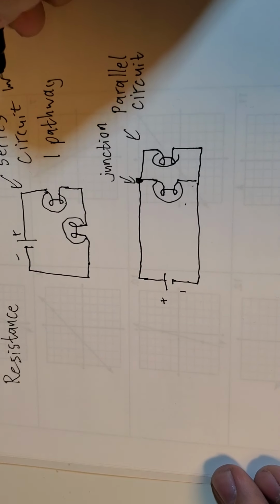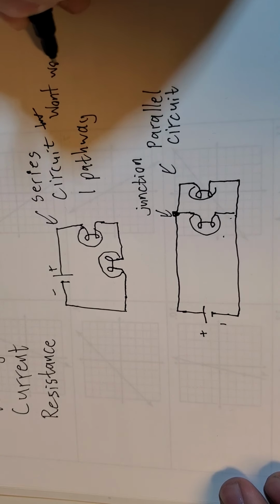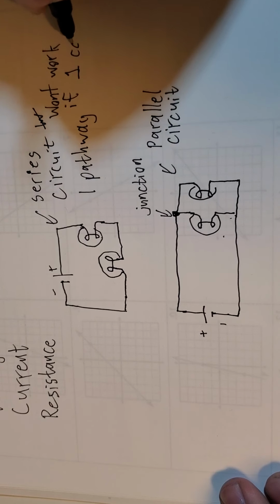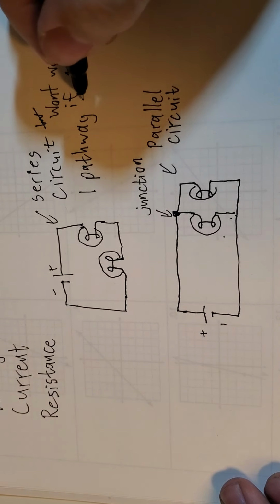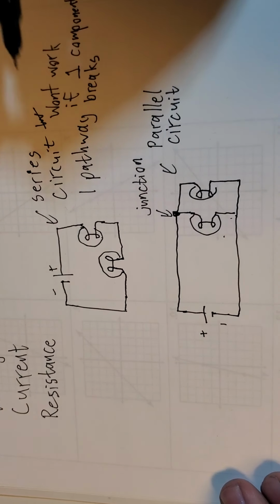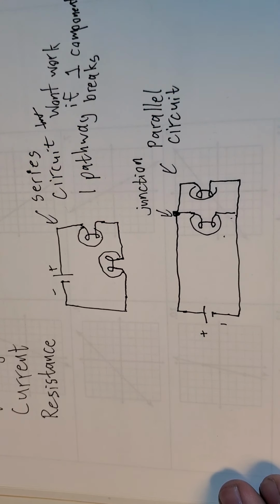I'm going to write that right up here, sorry. Won't work if one component breaks. Okay, so a light bulb won't work. This would be like if your Christmas lights burnt out, and one burnt out and then all the other ones burnt out. And then somebody would have to go through and try and figure out which one burnt out so they can fix it.